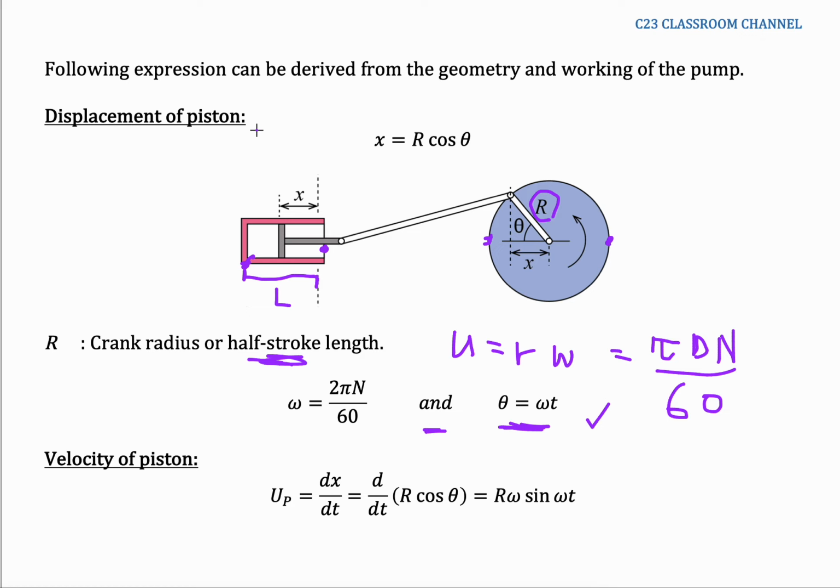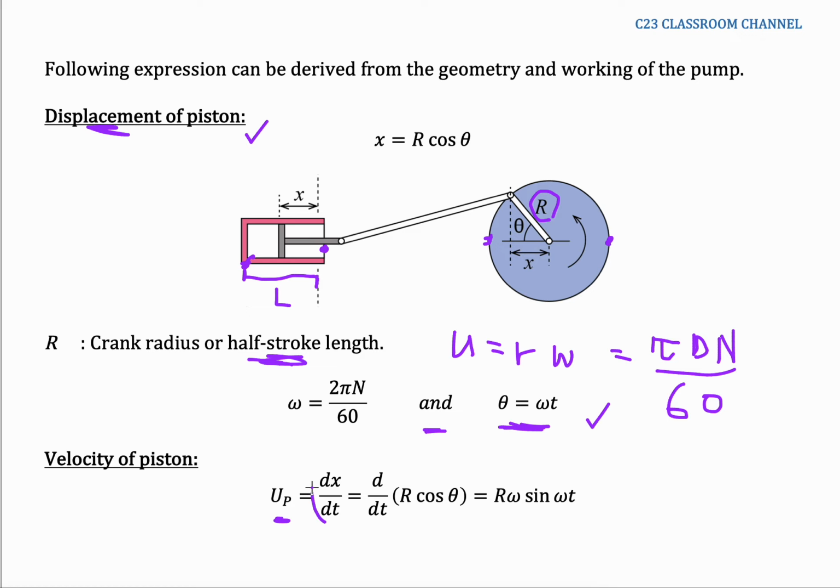After we get the value of displacement, you must understand that displacement here is distance, so the unit must be in meter in these problems. Then after we get the displacement of the piston, we need to calculate the velocity of the piston. The velocity of the piston can be written as UP, P is for piston, and the simple idea is we do the differential form dx over dt.